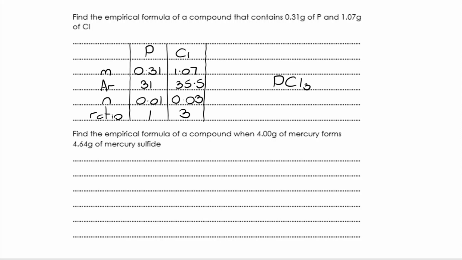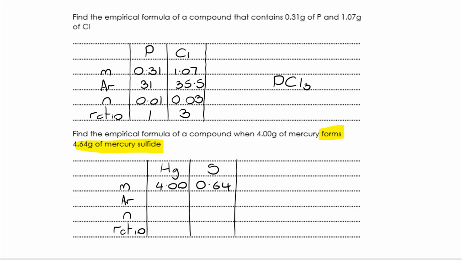Next one, we've got mercury forming mercury sulfide. Have a go at that and then check your answer. Read it carefully. So I draw out my table. I've got my Hg, I've got my S. I put my 4 grams of mercury in and then there's potential for error. If you read the question carefully, it tells us that we're forming 4.64 grams of mercury sulfide. That means we don't put 4.64 here, we put 0.64 in, because the law of conservation of mass tells us the mass of mercury plus the mass of sulfur will equal 4.64.